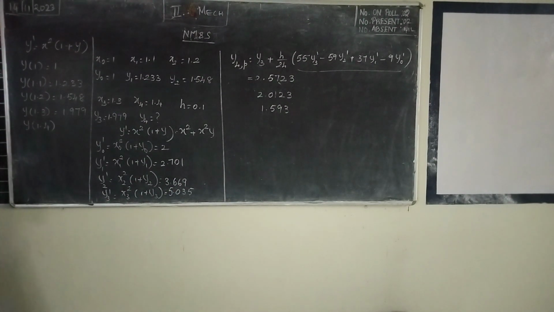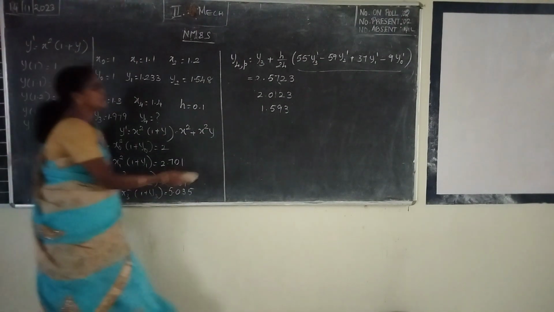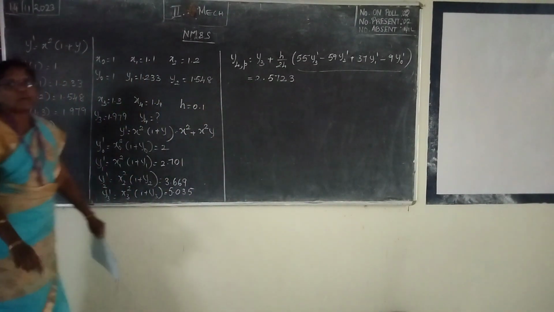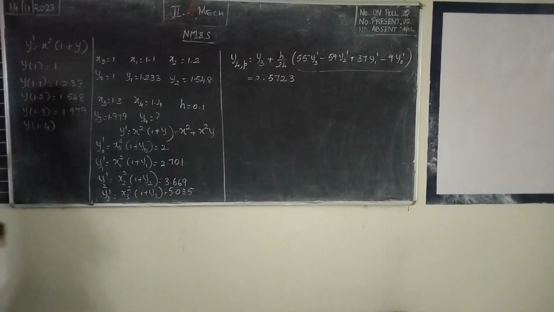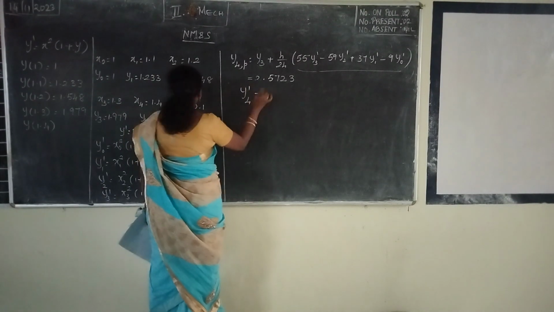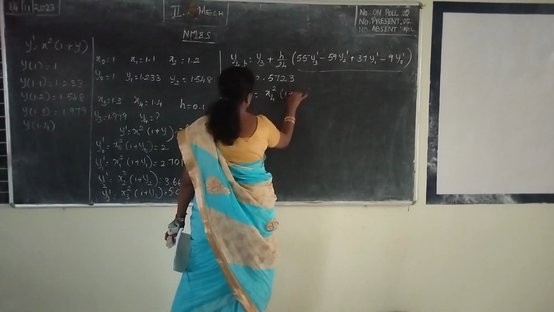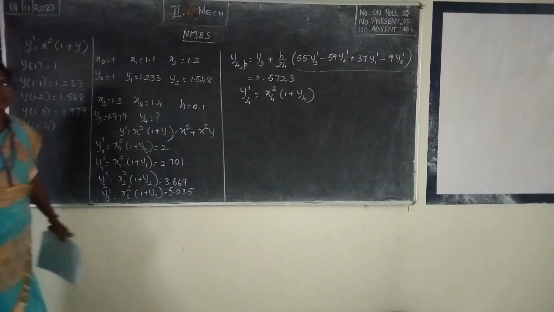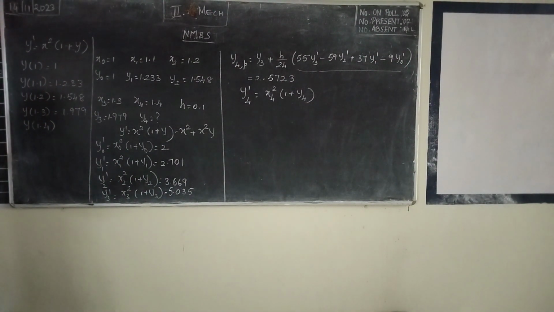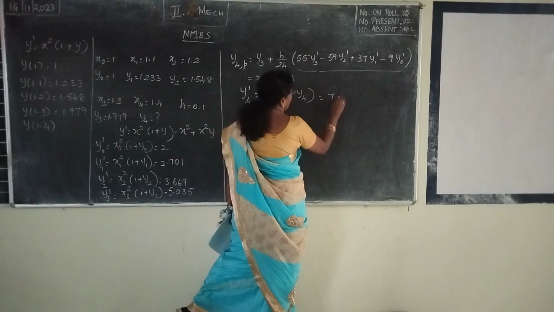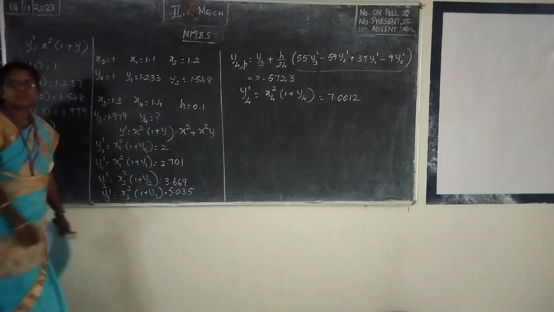Now what is the next step? You got the predicted value. The next one is the corrector value. When you see the corrector formula, you need the value of y4 dash. So y4 dash is equal to x4 square into 1 plus y4, where y4 is the new value you got. Find y4 dash. The answer is about 7.002.